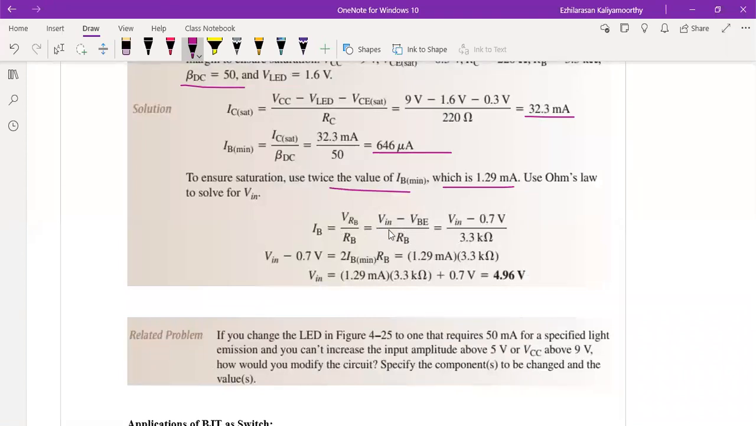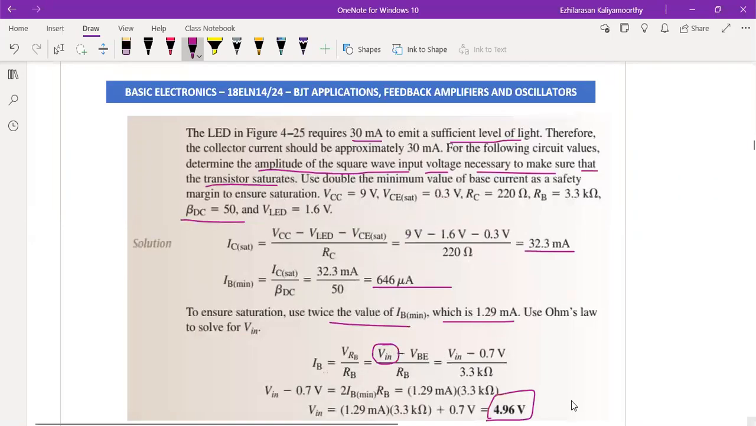So already we don't know this value. We need to calculate this value only. So substitute the respective values, rearrange the expression, then find out Vn. So from this, we'll get Vn as 4.96 volts. That is the input voltage we need to apply.